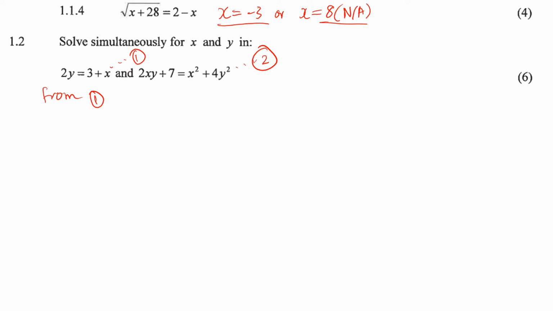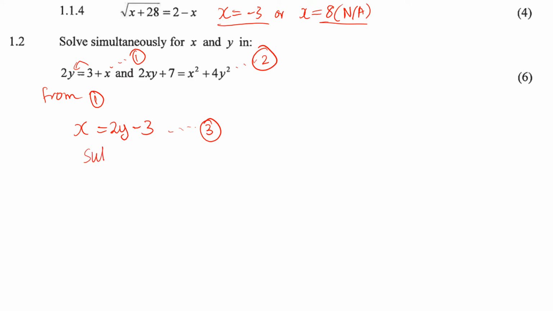Remember, we're saying from equation 1, so we can solve for x by saying x equals 2y minus 3. So when we transpose 3 to go to the other side to be minus 3, then this is our equation 3. We got equation 3 from equation 1.